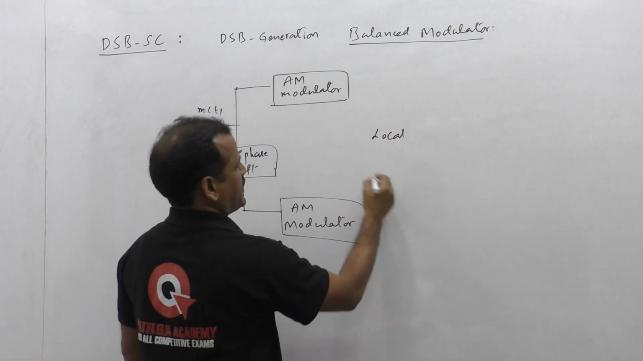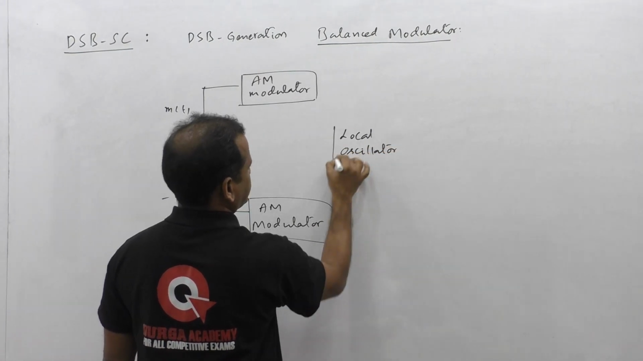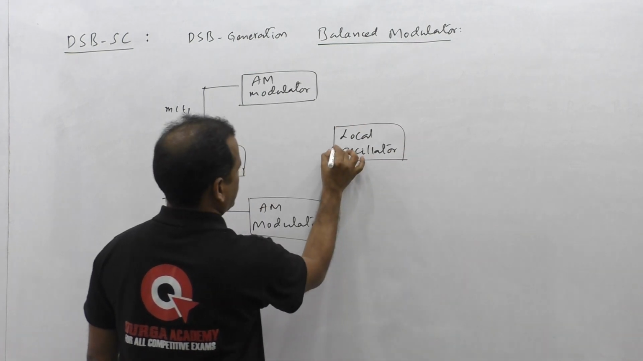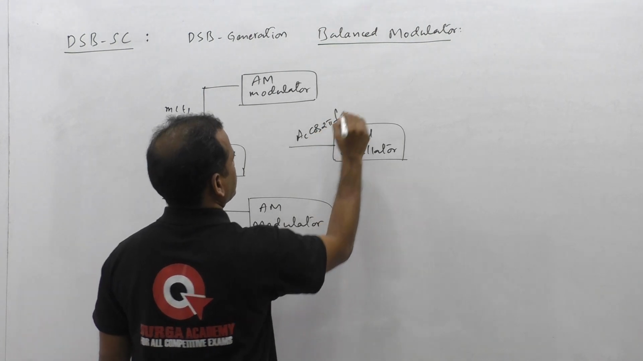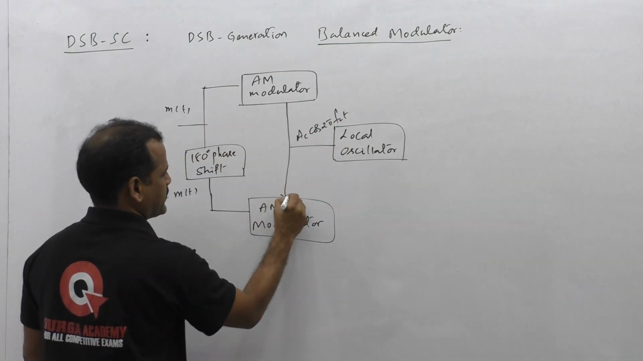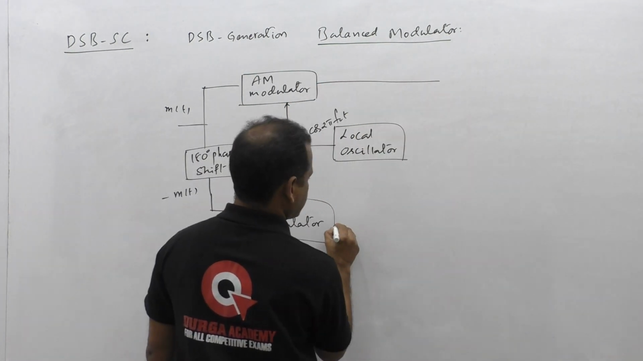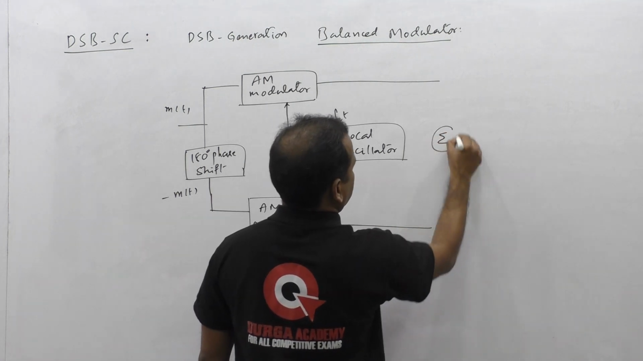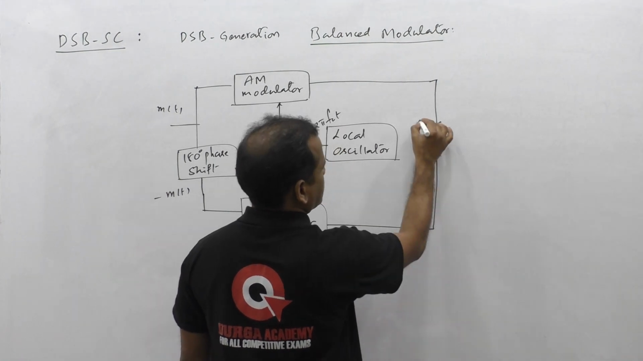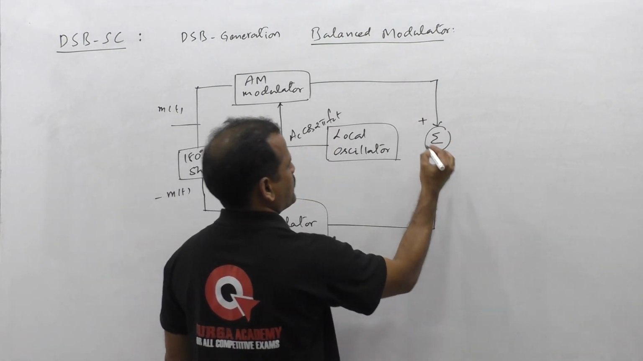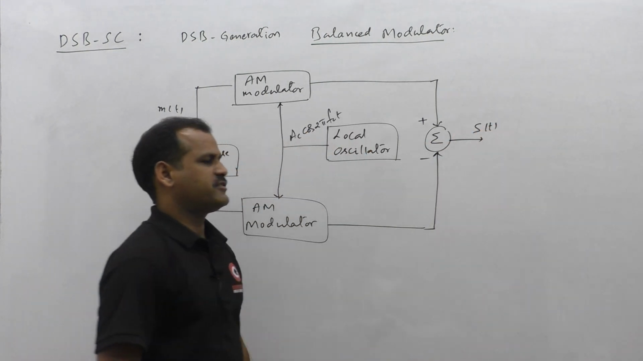For both AM modulators, the carrier signal is supplied with one local oscillator, the output of which we have AC cos 2 pi FCT. This should be applied to both AM modulators, and then the outputs of these two modulators should be given to one summer which adds these two signals. From upper path it is positive sign, from lower path it is negative sign, finally to get the modulated signal DSB-AC signal S of t.